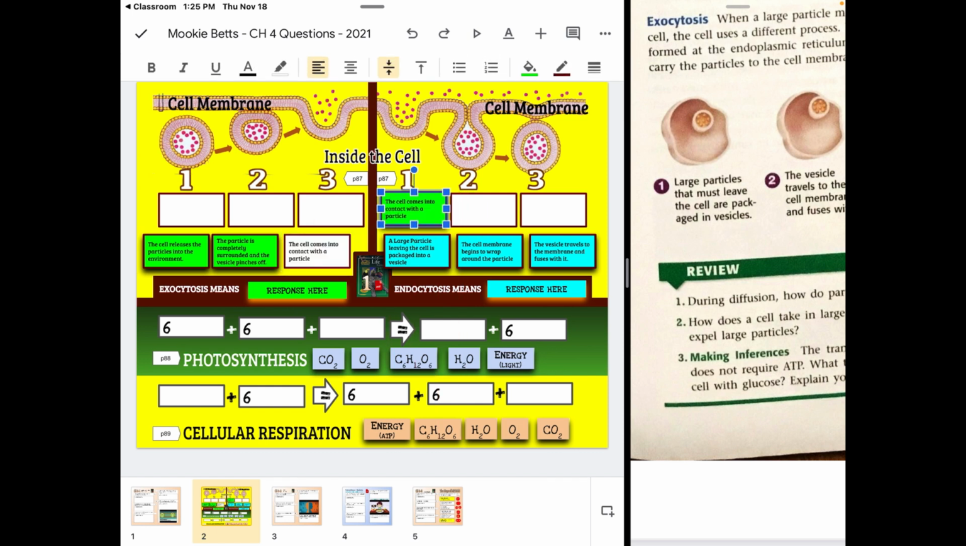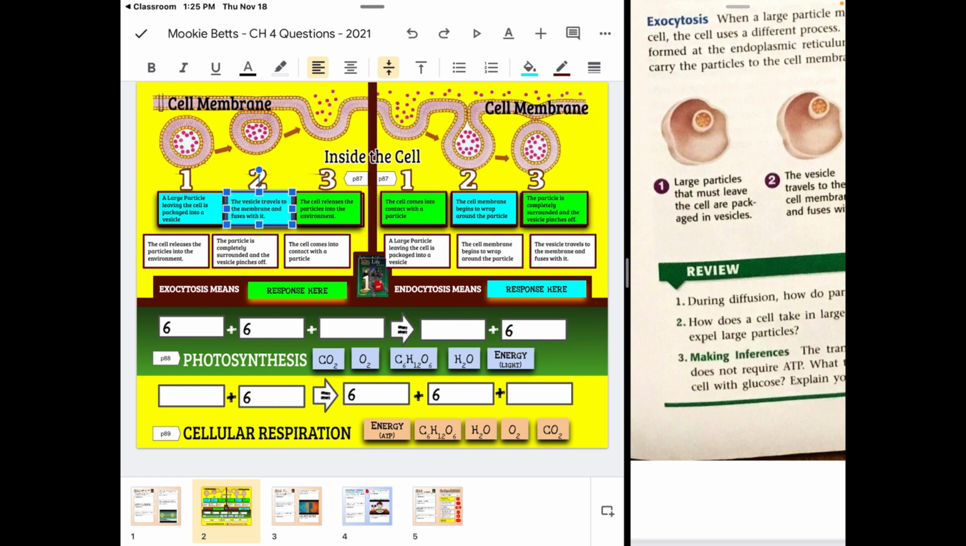The cell comes into contact with a particle. That's endocytosis. The particle is completely surrounded by a vesicle and pinches off. And then the cell releases particles into the environment. That's exocytosis. So I'm just matching these. Large particle leaving. Oh wow, I got these all kinds of wrong. Cell membrane begins to wrap around the particle. Well, that goes here. The vesicle travels to the membrane and fuses with it. There we go. So those are all kinds of wrong.